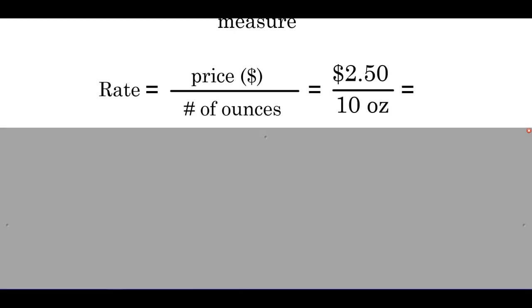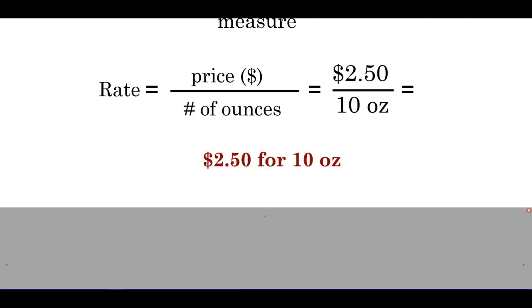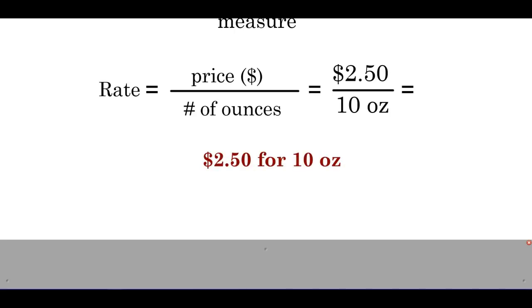When you do this with money to a quantity, the money goes on top, quantity goes on the bottom. So our rate that we would write is, we are buying $2.50 for 10 ounces.